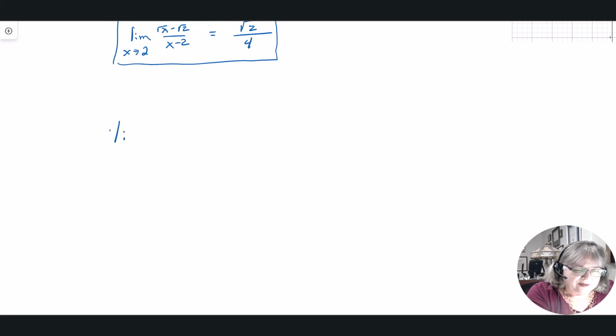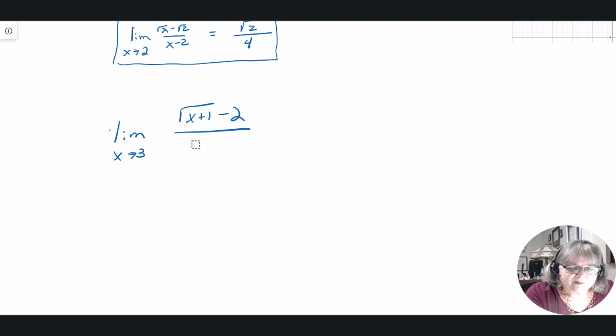Let's look at the limit as x approaches 3 of the square root of x plus 1 minus 2 over x minus 3. Now, this one's a little bit more complicated as far as the square root goes. It has an x plus 1 in it. But let's not get hung up on that.